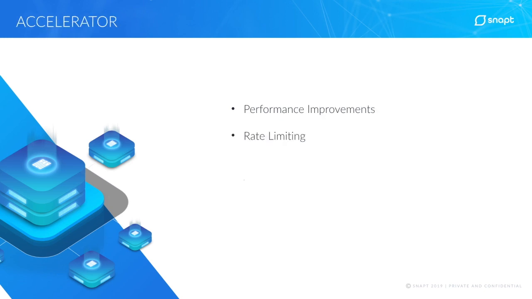So for the accelerator, like I mentioned before, performance improvements is the real goal there. It's about a handful of small enhancements that we'll be adding to improve the throughput of the accelerator. And then tied to the balancer updates around security, there's an element of rate limiting that we'll be adding onto the accelerator as well.